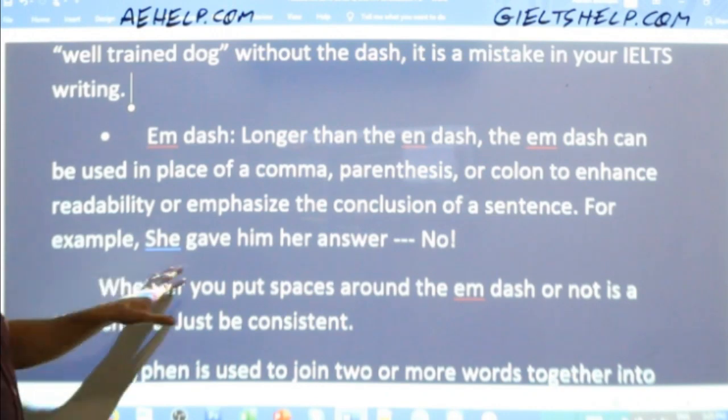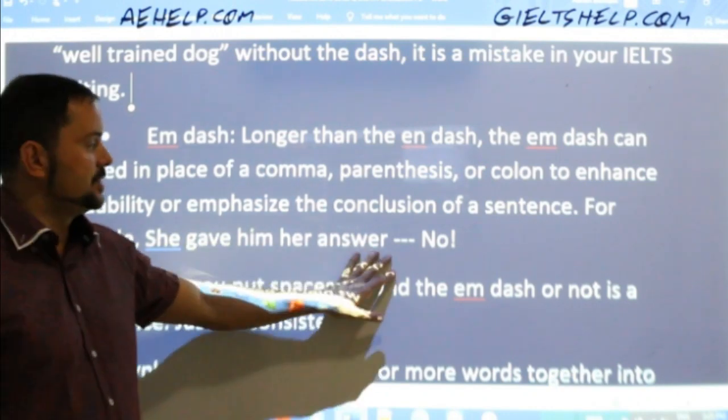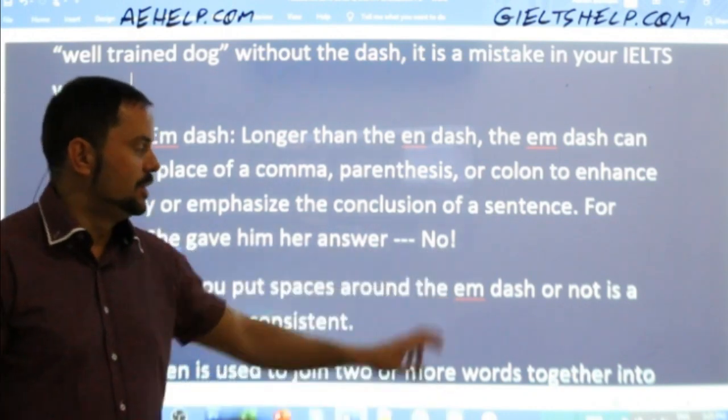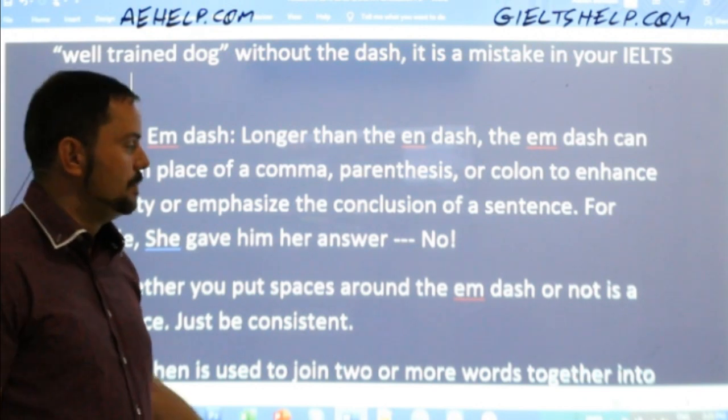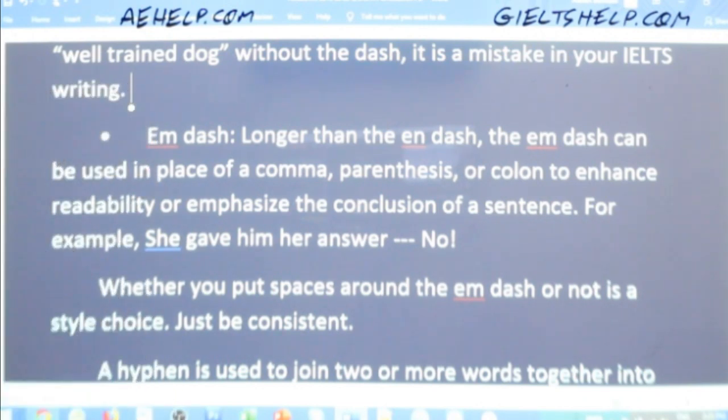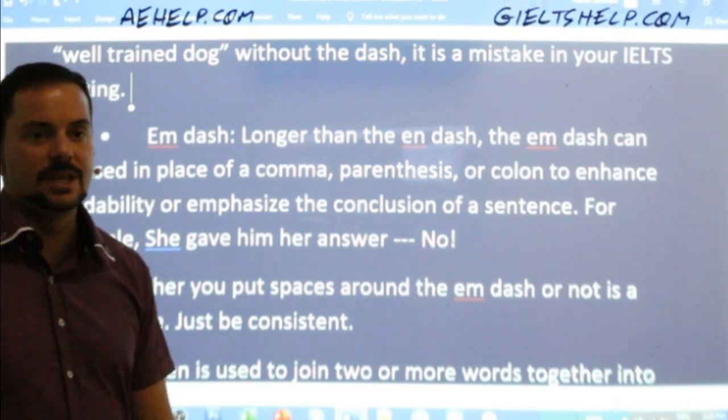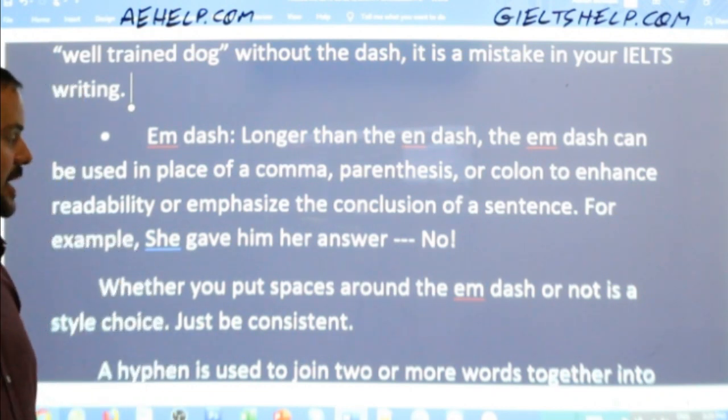For example, she gave him her answer. So here, perhaps there is a hopeful groom, I guess we could say, who was hoping to get a yes answer when proposing to a woman, asking for marriage.